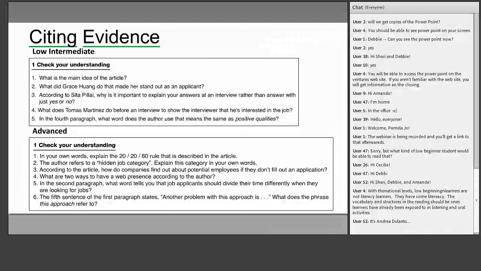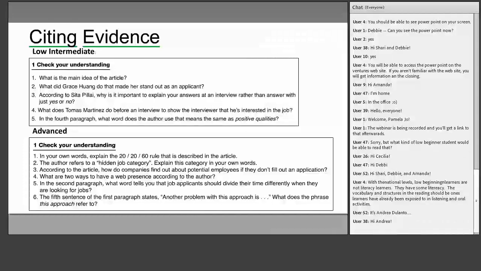At the low intermediate question 5, it says, what word does the author use that means the same as positive qualities? This vocabulary question requires learners to search for the synonym. And at the advanced level, the first question is, in your own words, explain the 20-20-60 rule that's described in the article. This is the main idea of the reading, but learners must read and pull information from 4 of the 5 paragraphs and then paraphrase in their own words.